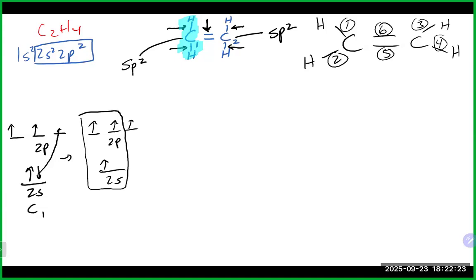Because I am hybridizing 3 atomic orbitals, how many hybrid orbitals should I end up with? What do you think? Take a guess. I got all day.